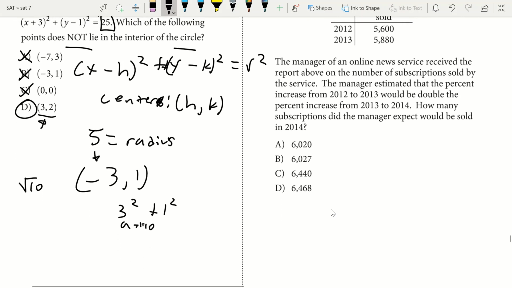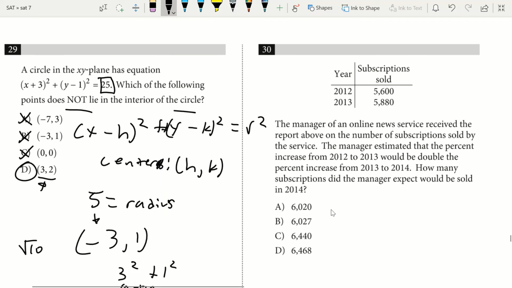Now I look at question 30. The manager of an online news service received the report above on the number of subscriptions sold by the service. The manager estimated that the percent increase from 2012 to 2013 would be double the percent increase from 2013 to 2014. All right, well, what that just means right there is that from 2013 to 2014, they had half the percent increase they did from 2012 to 2013. How many subscriptions did the manager expect would be sold in 2014?